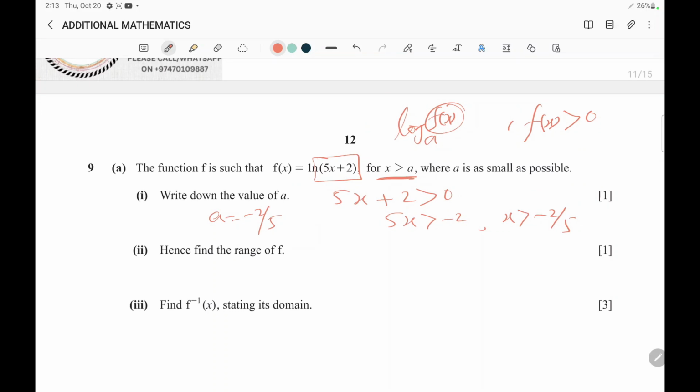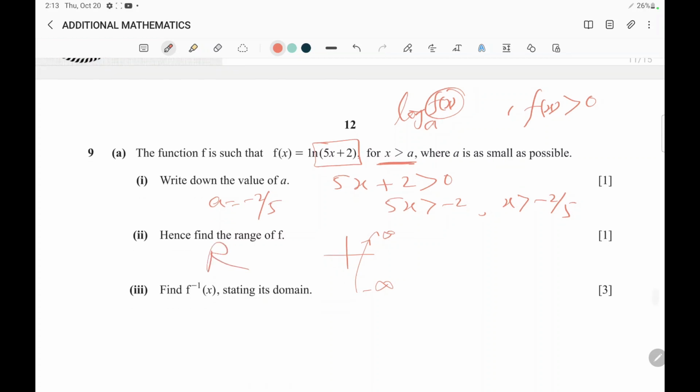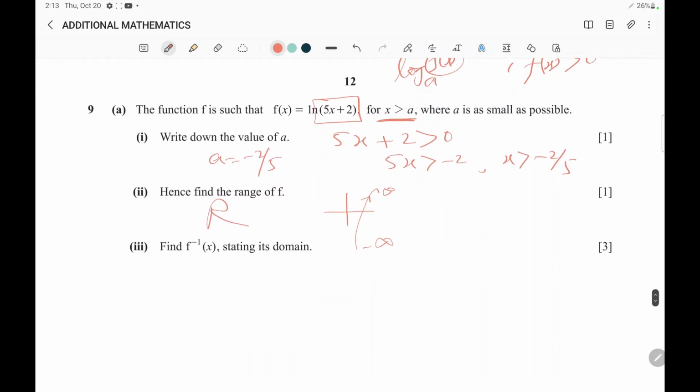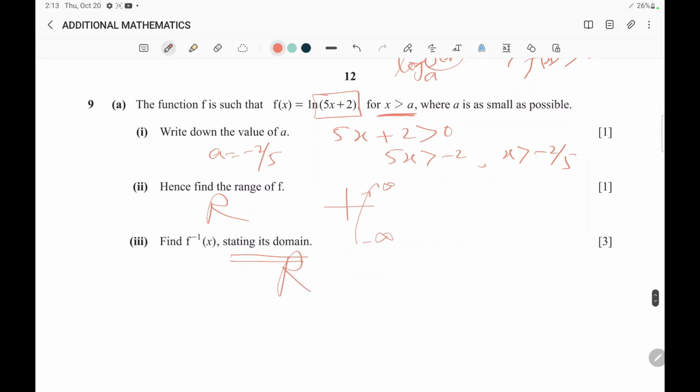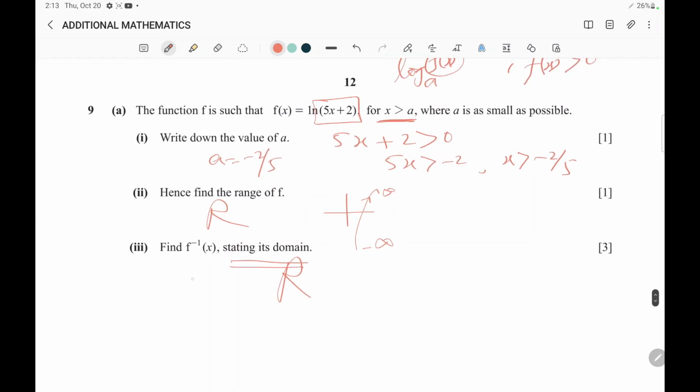Range of f is all real numbers, right? It's a ln, log. So log has this kind of graph, from minus infinity to plus infinity. So the range of log is all real numbers, capital R. Find f inverse x and state its domain. Domain quickly I can say, because the range of f is the domain of f inverse x. So the domain will be capital R here, but f inverse x we have to find.